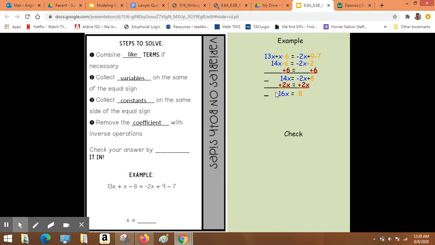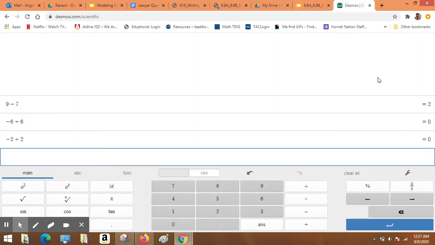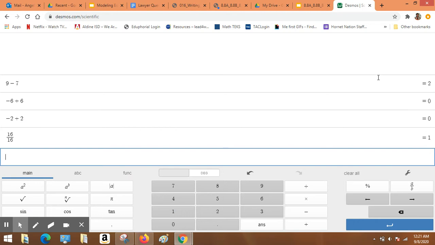So coefficient is my number in front of my x. So 16 next to my x means I'm multiplying, and the opposite of multiplication is division. So I'm going to divide both sides by 16. So I remember my goal is to find the value of 1x. So 16 divided by 16 gives me 1, and that's what I'm looking for.